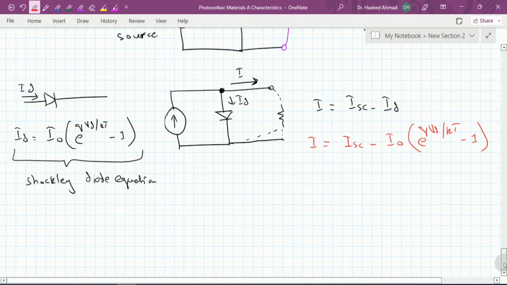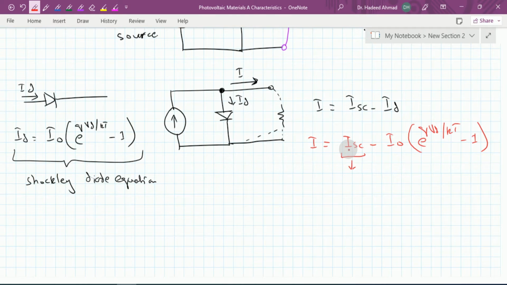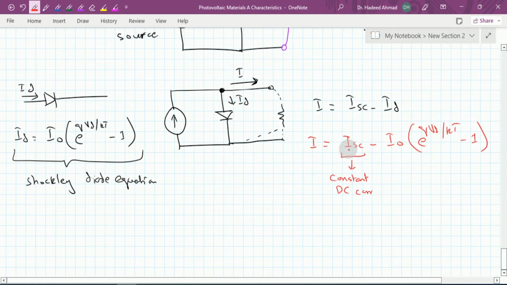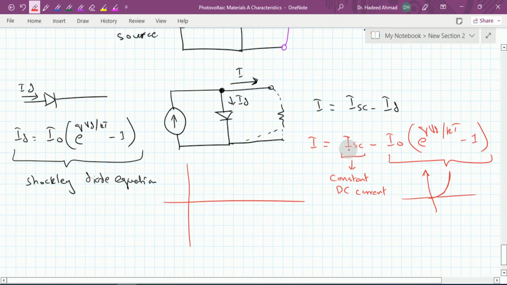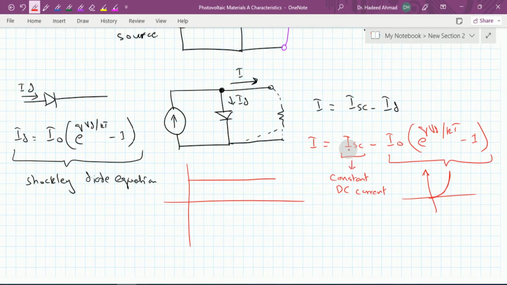What we are seeing here is that this ISC is actually a constant DC current, and this one is a current which is represented by the Shockley diode equation, and it is the forward current through a diode when it is forward biased. So essentially what we need to do is to subtract this diode current from this constant DC current.